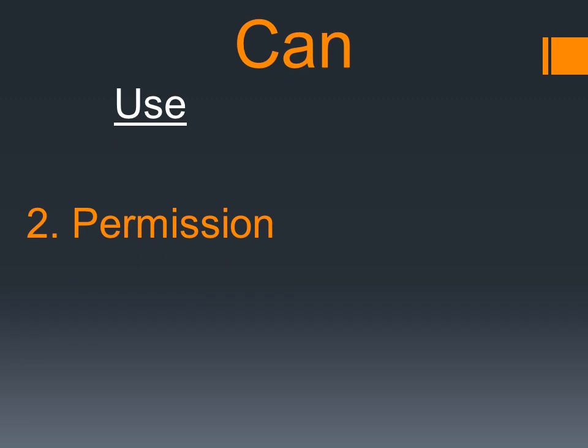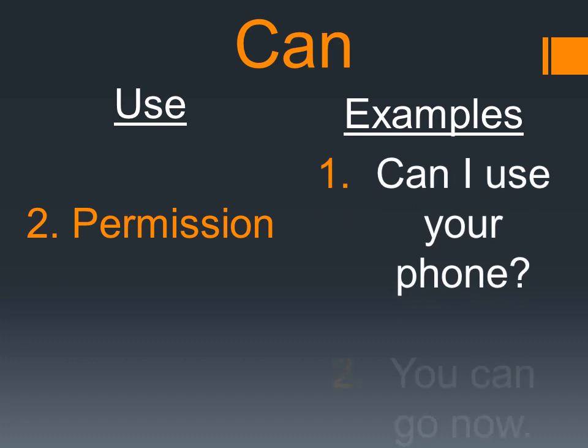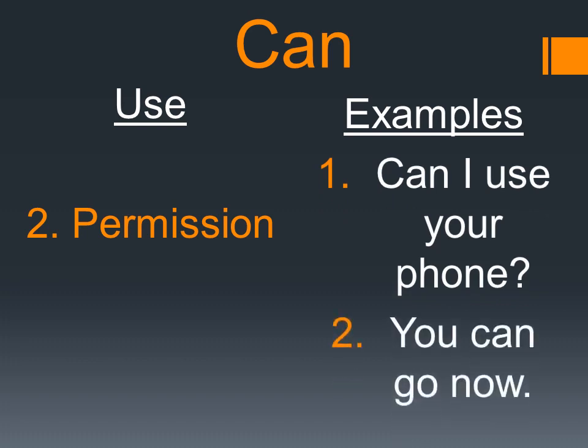Number 2 is permission. For seeking and granting permission, or we can say for giving and taking permission in an informal manner. It means when we give and take permission from our friends or to our friends, there we use can. For example, can I use your phone? You can go now. So when we talk with our friends or people who are not elder to us, or children who are younger to us, there we use can.